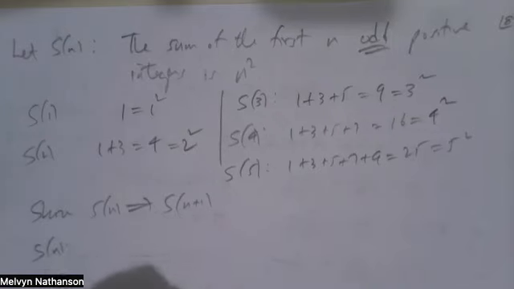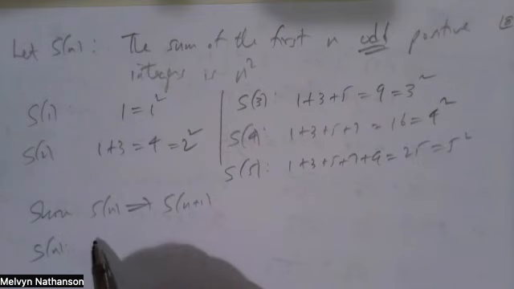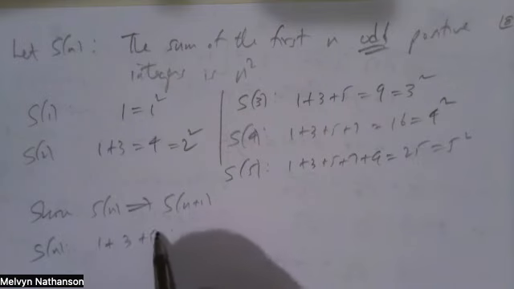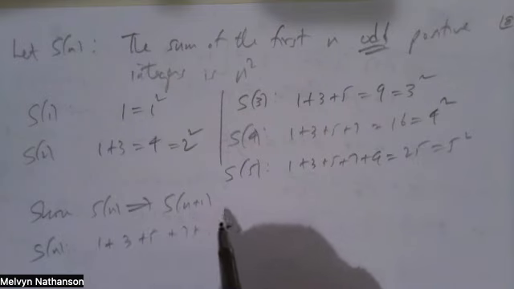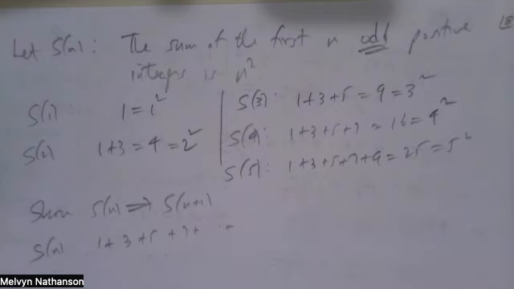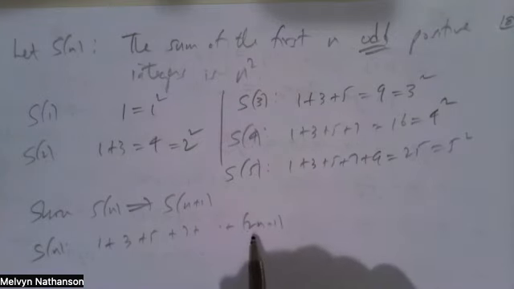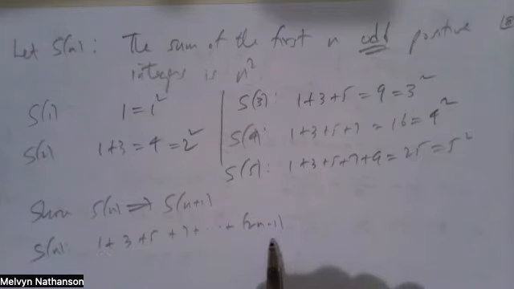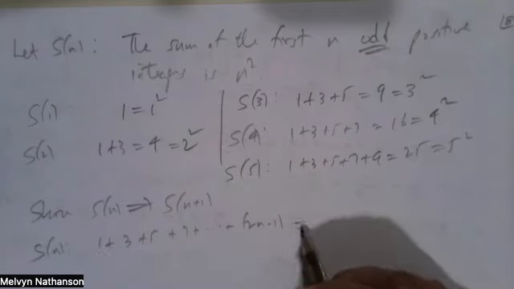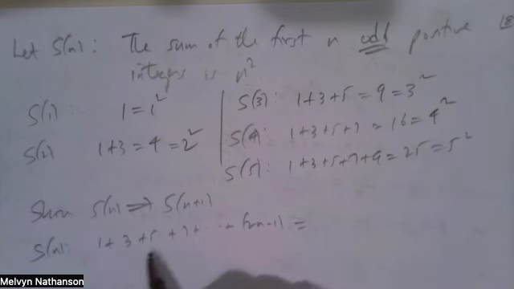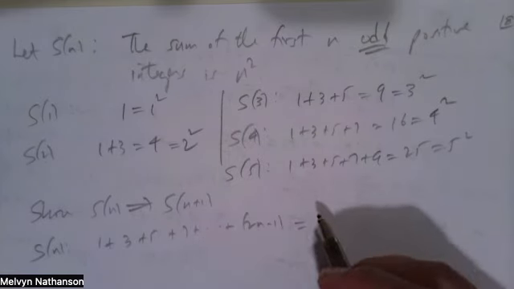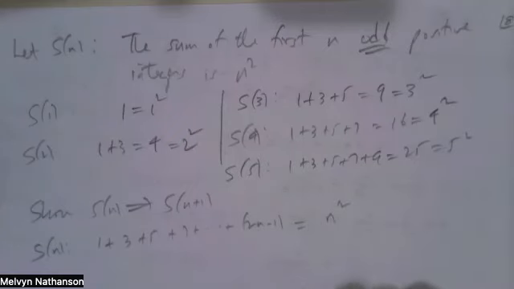What does S of n say? S of n says the sum of the first n odd positive integers. What are they? 1 plus 3 plus 5 plus 7. What is the nth odd positive integer? 2n minus 1. When n is 1, this is 1. When n is 2, it is 3. This is the sum of the first n odd positive integers. And the induction hypothesis says that this is equal to n squared.